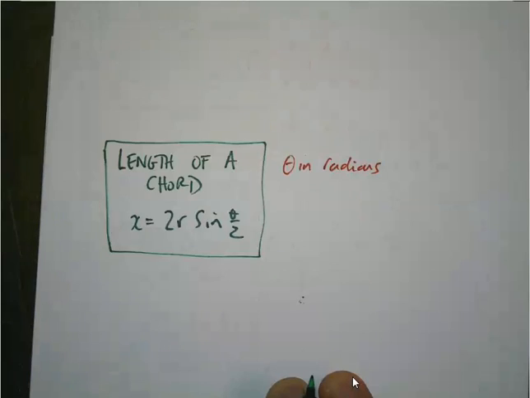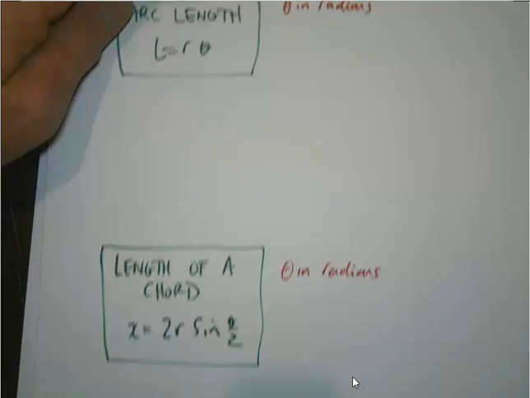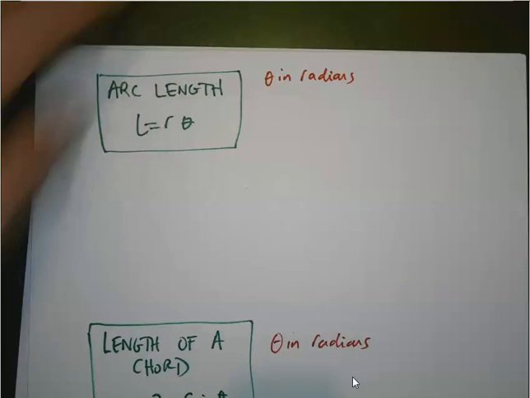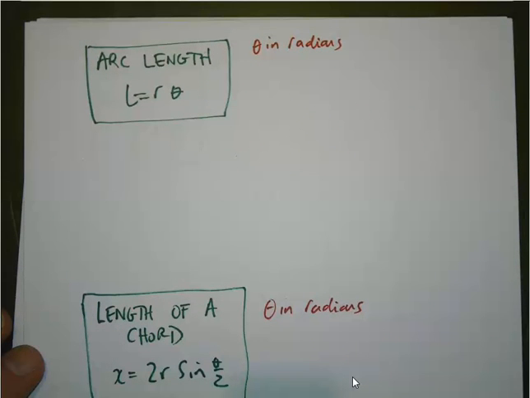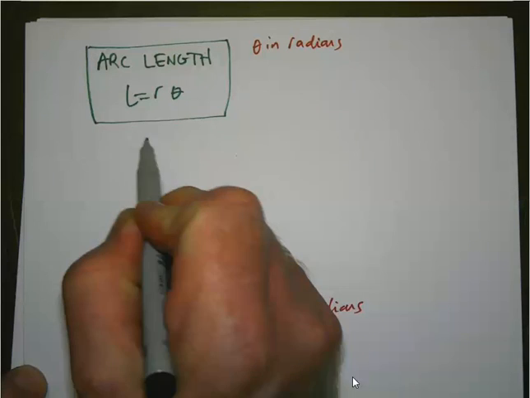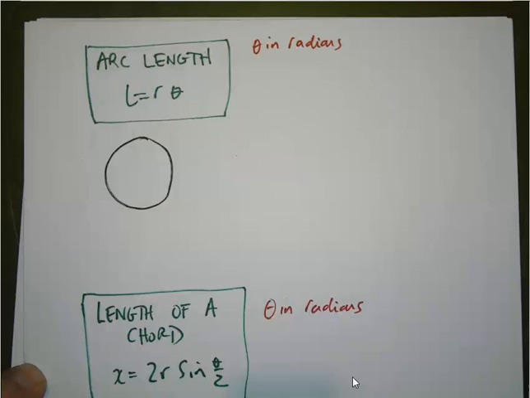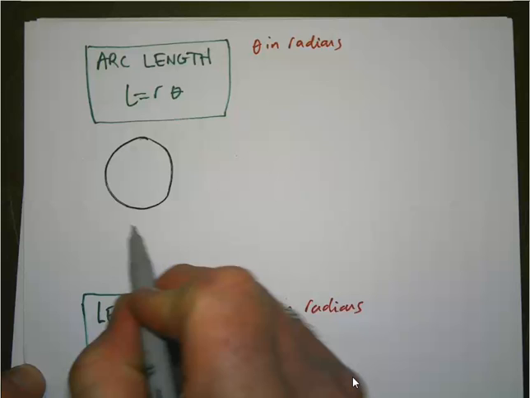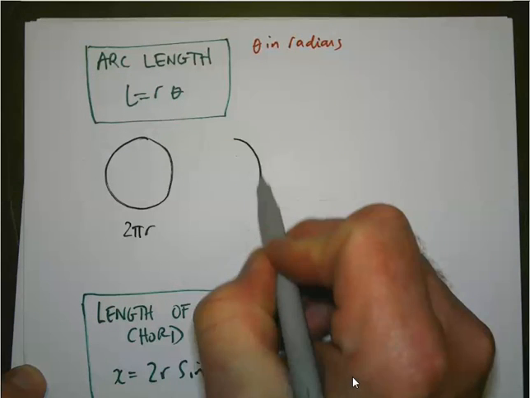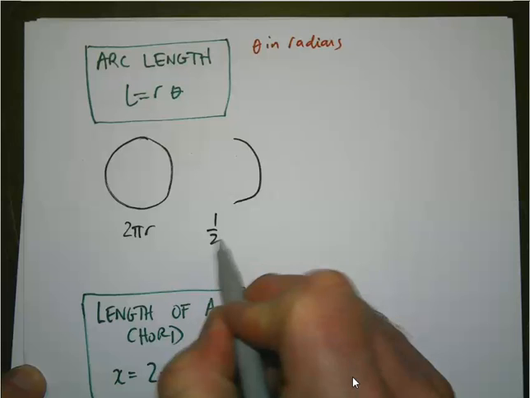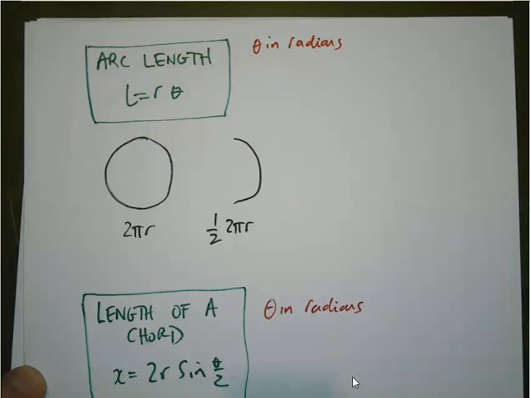Okay, three main formulas that come out of 8.6. An arc length, remember, theta is measured in radians. An arc length, if we had a full circle, then the distance would be the circumference, or 2 times pi times radius. If I had half a circle, it's going to be a half times 2 times pi times radius.